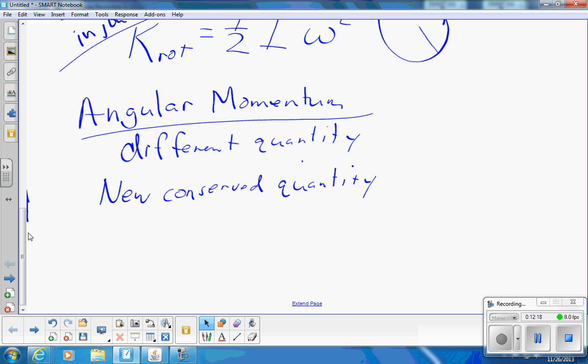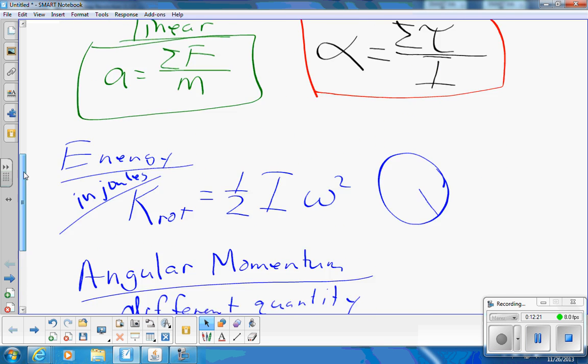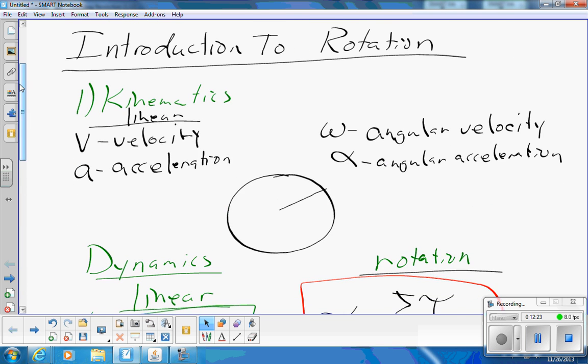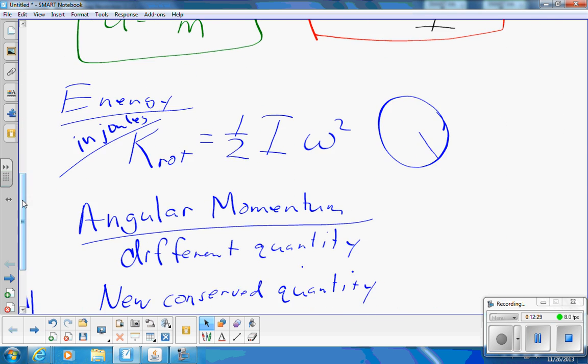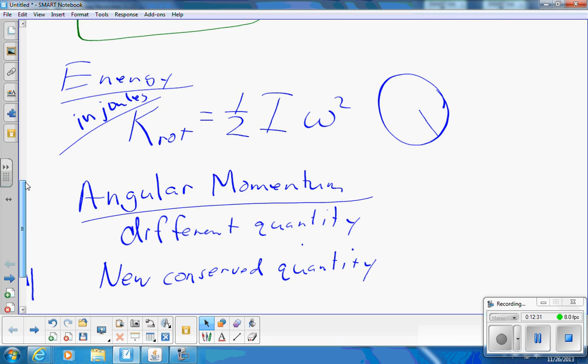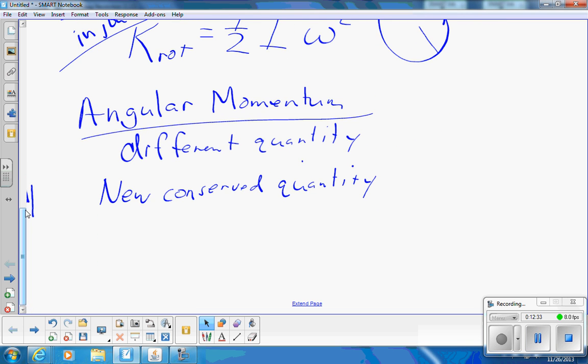So that's going to close out our study of rotation. So basically, here we go. As we study rotation over the next several days, we're going to study kinematics, we're going to study dynamics with torque, we're going to study energy with a new form of kinetic energy, if you will, and then the last thing we'll do is study angular momentum. That's how we're going to organize our study of rotation. So here we go.